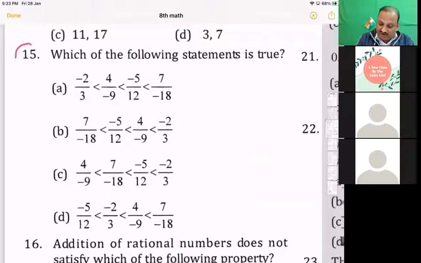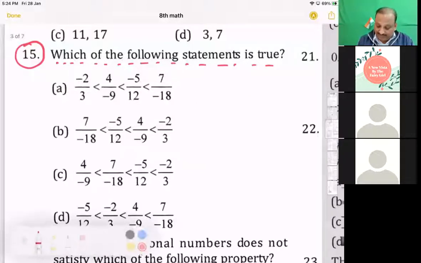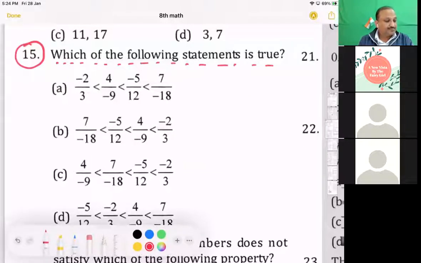हाँ जी, very good question for all of you. Question number 15. Greater than or lesser than, and we will check them out. Which of the following statements is true? ध्यान से देखिए, गलती कर रहे हैं आप। देखिए, as I check the first one, for the first one every number is negative.